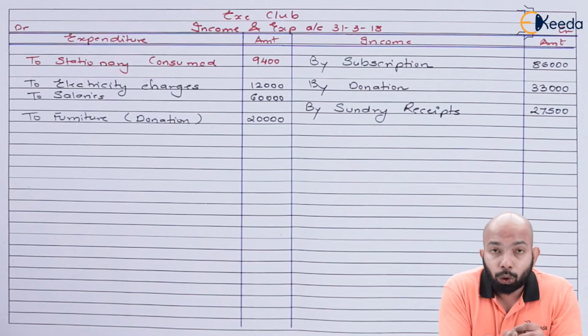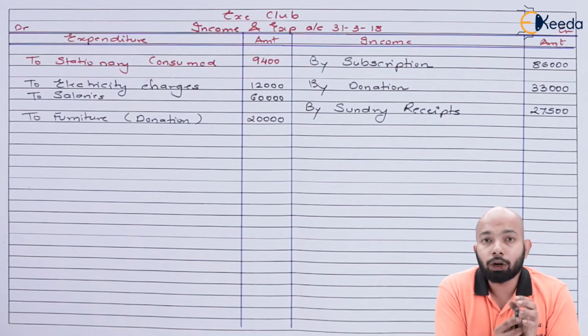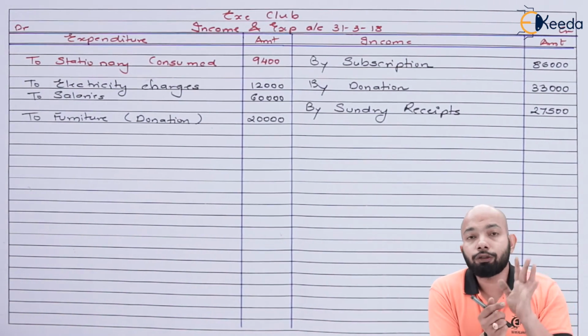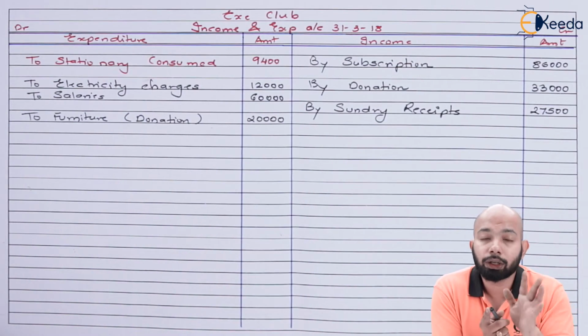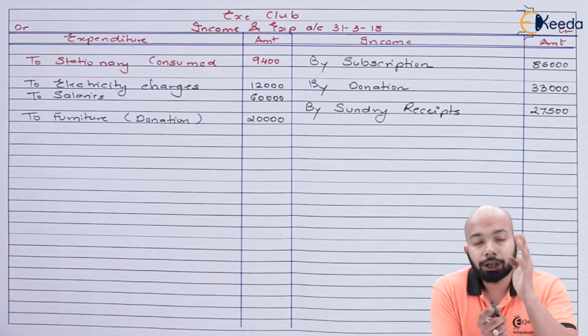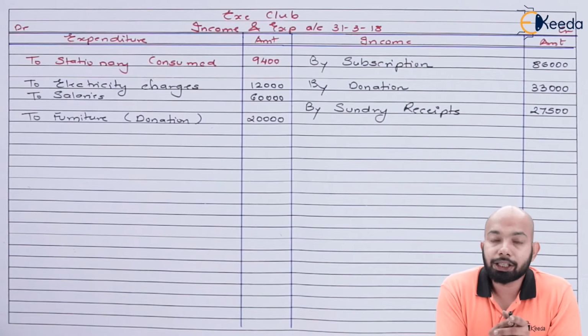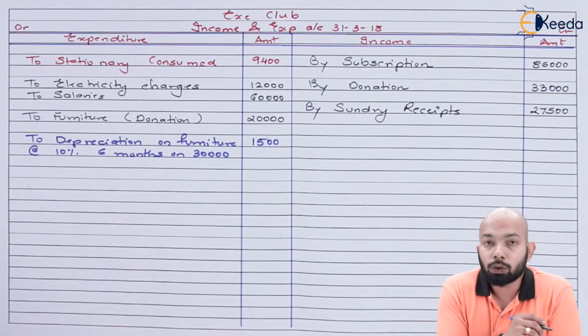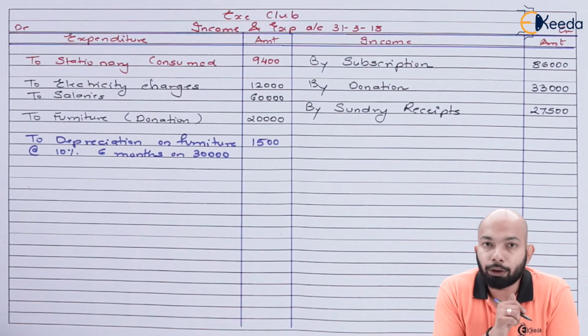Now as we are talking about furniture, depreciation was supposed to be provided at the rate of 10% from 1st of October 2017 until 31st of March 2018. We have to give out depreciation because new furniture has been purchased on 1st of October. So let's give the depreciation there because that is also an expense here. That comes to a total of 1500 that we have mentioned. So we've completed all the adjustments related to the furniture now.